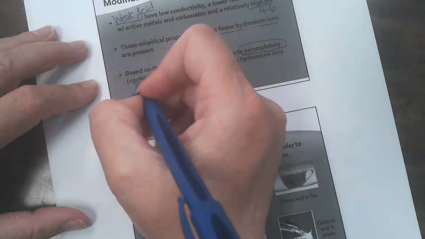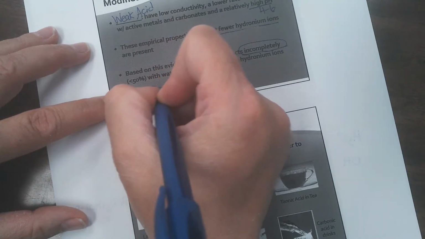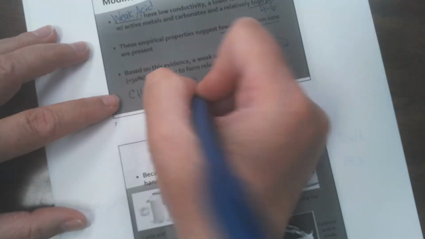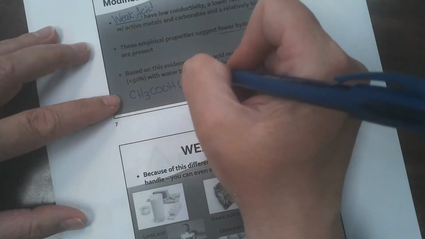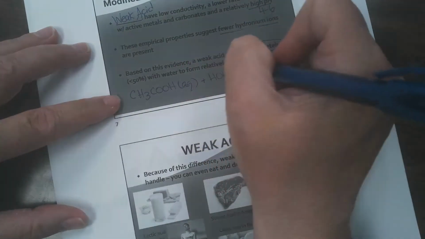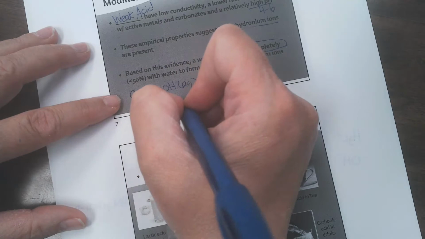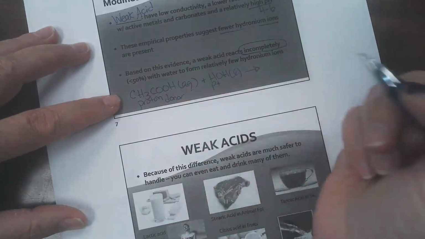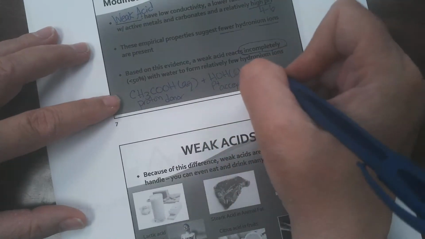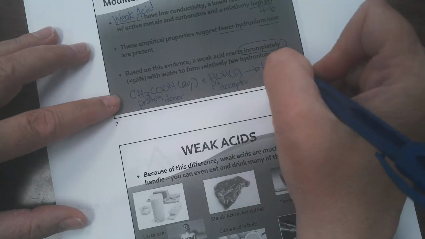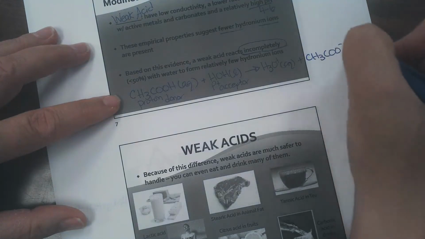So an example for this one is acetic acid. Remember, acetic acid is something that we find in vinegar. We're going to react it with water. This is going to become the proton donor, and this will be the proton acceptor. I'm just going to write P plus for proton. So we get the H3O+, indicating that it's an acid, and CH3COO-.